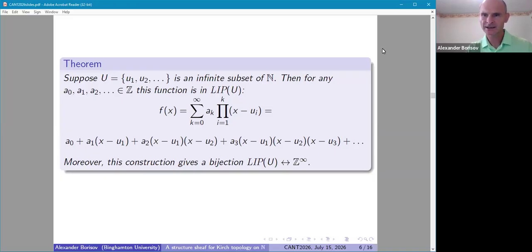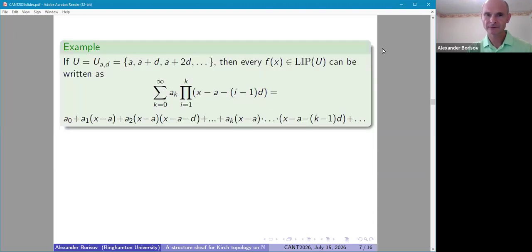And it's easy to see that these ai's are completely determined by the values of the function, just by induction, and they're in Z if and only if the function is lib. So this is the bijection between those sequences and lib functions on U. We call these expressions product sums.